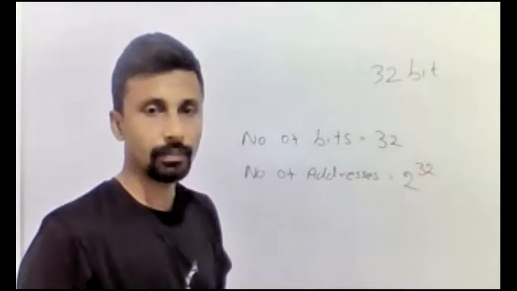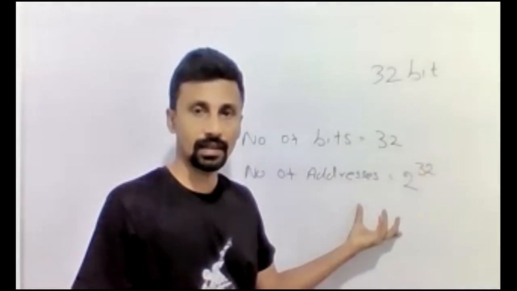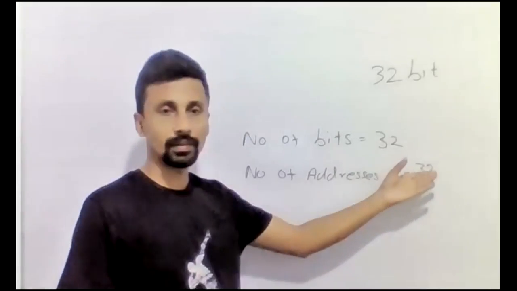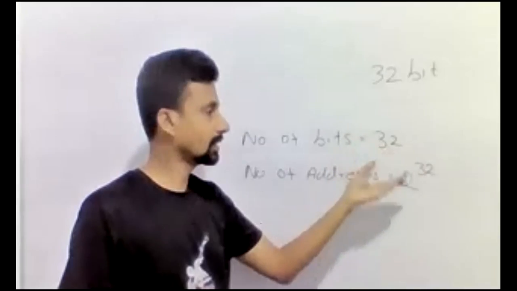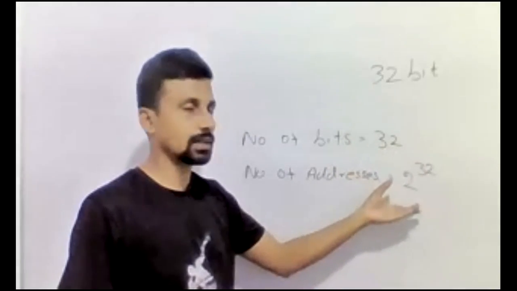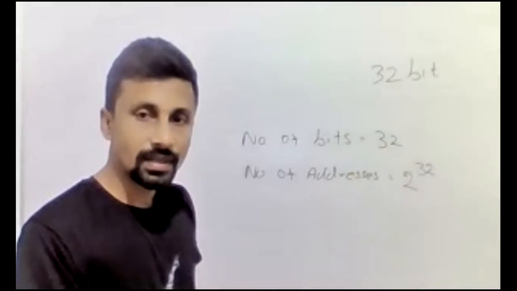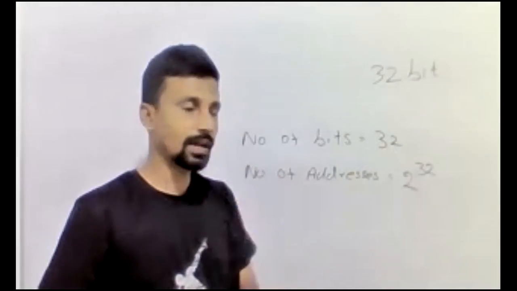We said that with the number of bits as the power, we get the number of addresses we can create. So here the number of addresses equals 2 to the power 32, because we have 32 bits. And in this question they have mentioned byte addressable, meaning one byte at one address.